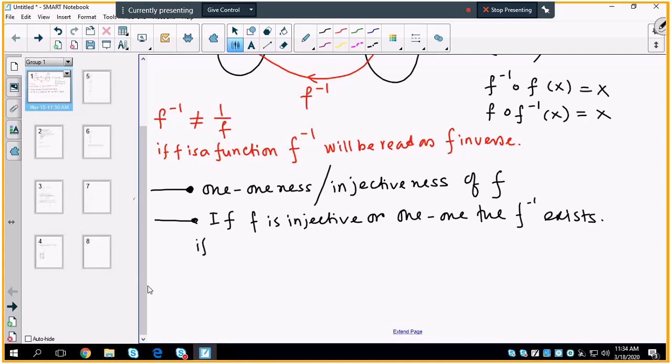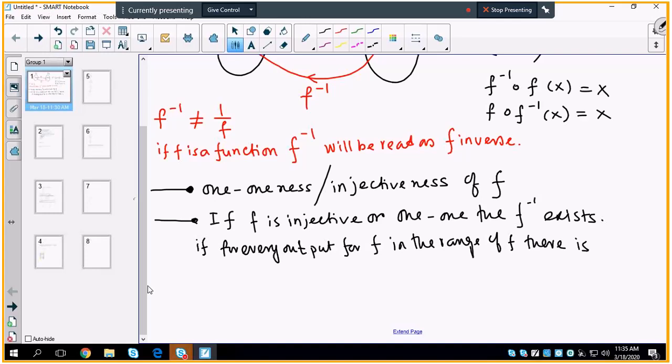So what is this one-one-ness or injectiveness? If for every output of f in the range of f, there is precisely or exactly one input, then f is called injective or 1-1.